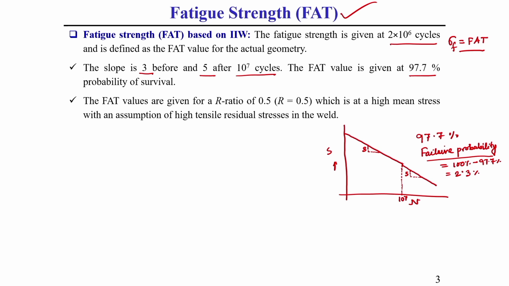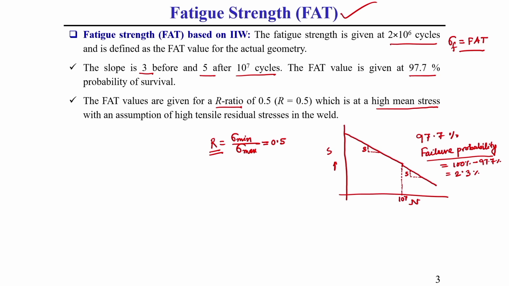This is how the SN curve is generally plotted. Another thing you should keep in mind, this FAT strength is generally calculated for a stress ratio R. R you know, that is sigma min by sigma max. This is generally considered as 0.5, which is at a high mean stress. This you should keep in mind. This fatigue strength is calculated for the FAT class generally for an R value of 0.5 and at a high mean stress. This you should keep in mind.